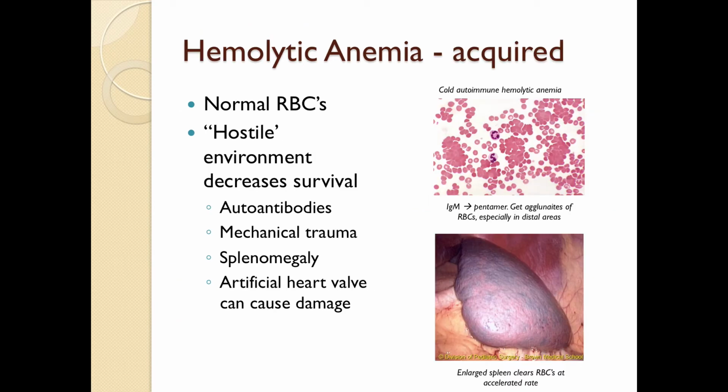Okay, and then there's acquired hemolytic anemia. That means something else is breaking down the red blood cells. It's not because of a genetic error. There's just a hostile environment and they're not surviving the way that we would want them to. So that could be because of an antibody. In this case, this is called cold autoimmune hemolytic anemia.